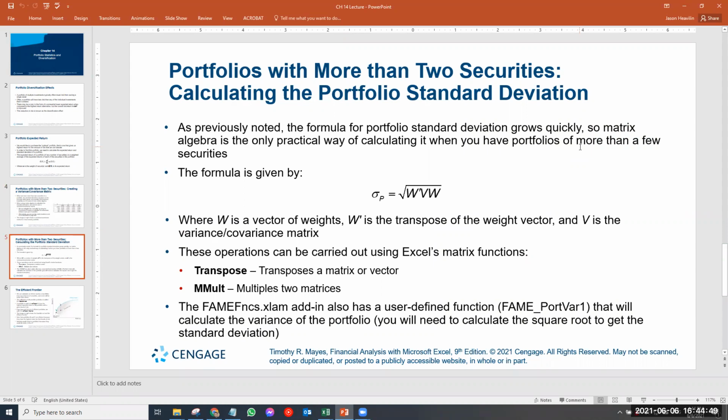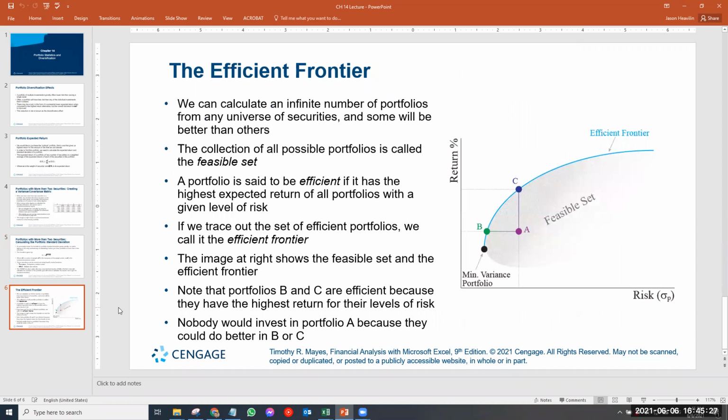Now, there is more than one way to calculate the standard deviation of a portfolio, but the more assets you have in a portfolio, the lengthier and more complex it gets to calculate. The approach we're going to use here is matrix algebra. Again, we will be running through an example in an Excel video on how to use Excel functions to work with multiples of matrices and make our life a lot easier. Once we get through those, we're going to see a set of portfolios available.